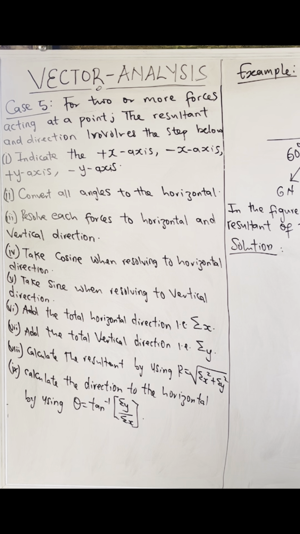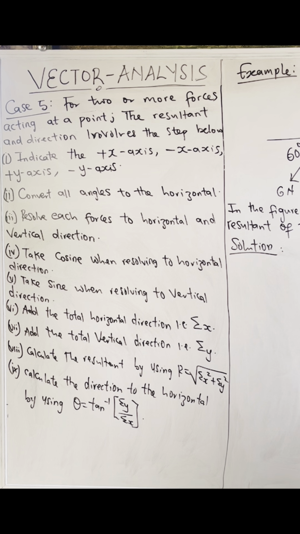The first step is that we should indicate the plus x-axis, minus x-axis, plus y-axis, minus y-axis. After that, we should convert all angles given to the horizontal. If the angle is already to the horizontal, we should leave it. But if the angle is to the vertical, we should convert that angle back to the horizontal. And if you want to convert an angle from vertical to the horizontal, just minus that angle from 90, and you will get the value to the horizontal.